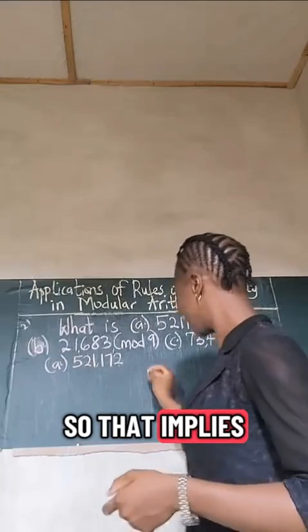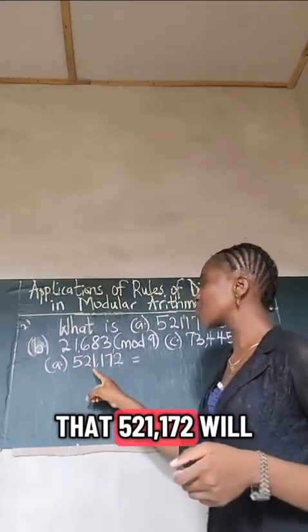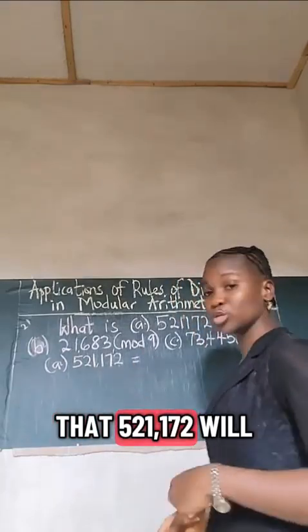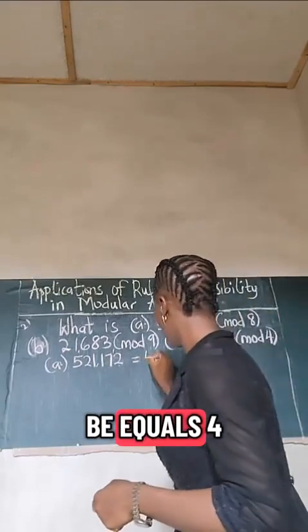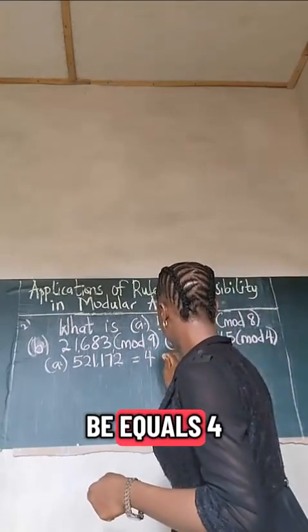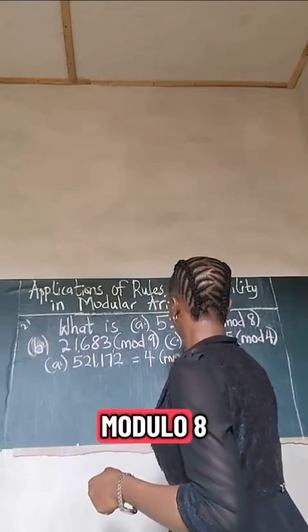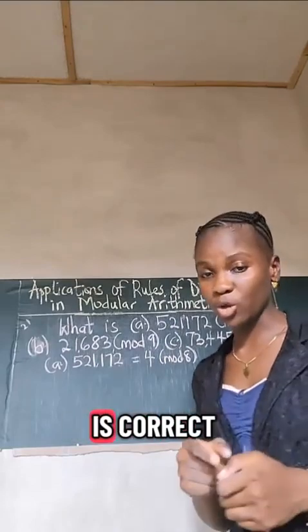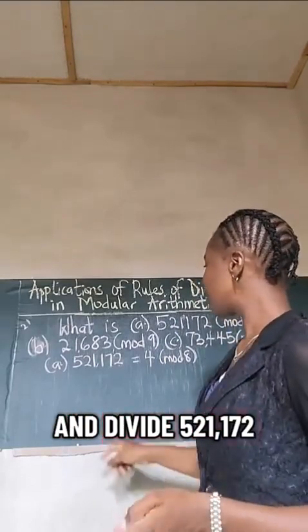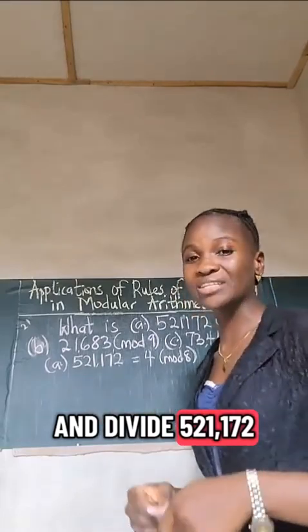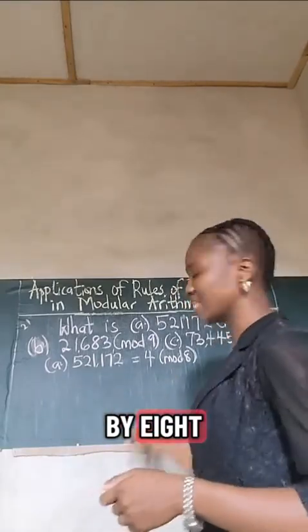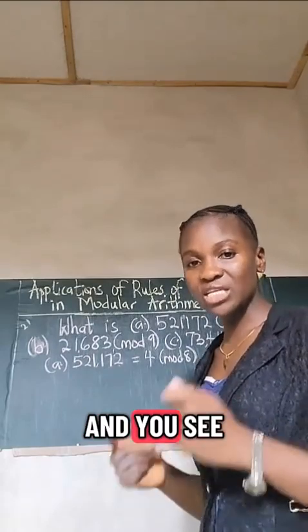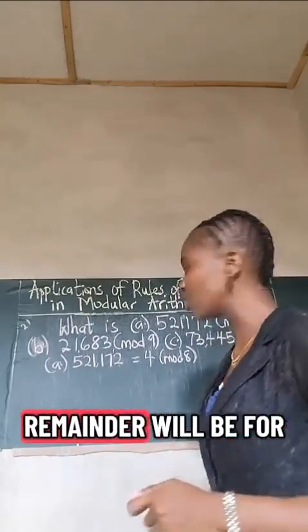So that implies that 521,172 will be equal to 4 modulo 8. Now, to check if your answer is correct, you can try and divide 521,172 by 8. And you'll see that what we are going to get as your remainder will be 4.